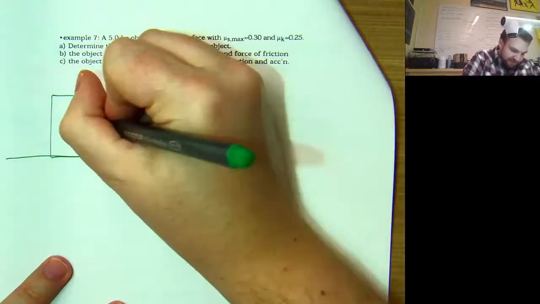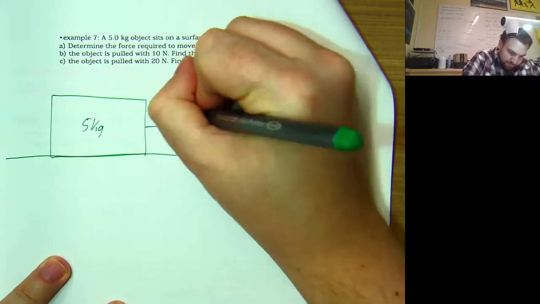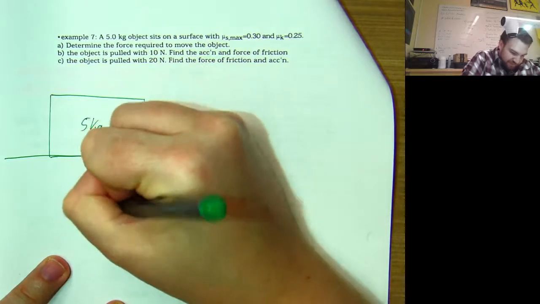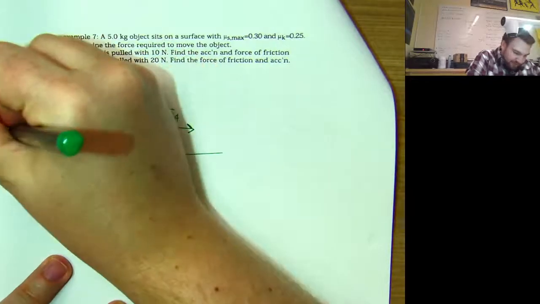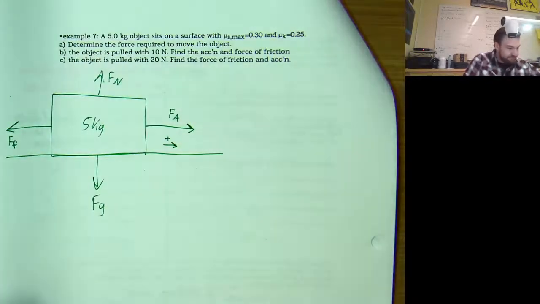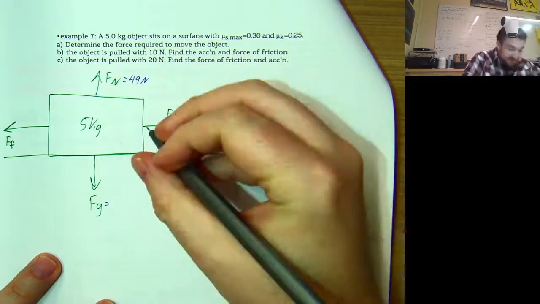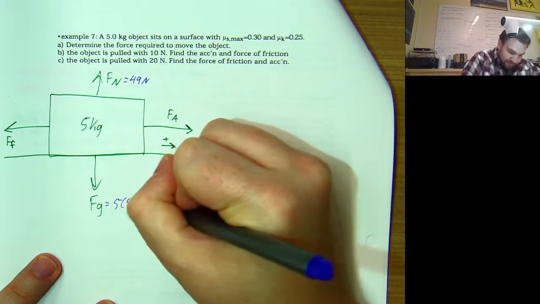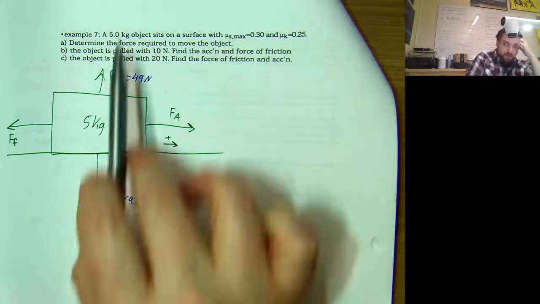Got my object. It weighs 5 kilograms. I've got an applied force to the right. I'm going to call that direction positive. I have Fg downwards. I have Fn upwards, perpendicular to my surface, and I've got force of friction backwards. Fn equals 49 newtons because it's equal to Fg, and Fg is 5 times 9.8 equals 49. They're equal and they're opposite because they're the only two forces acting this way.